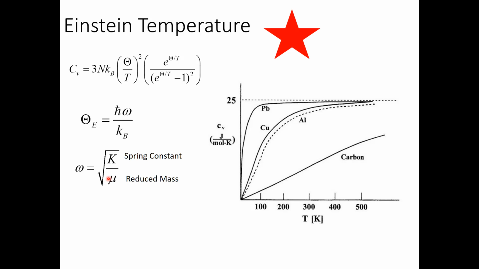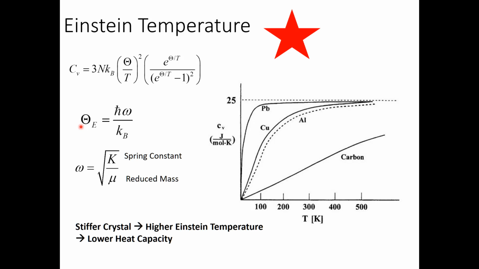Anyway, the point is that the lighter the atoms, or the stiffer the atoms, the higher the angular frequency. The higher the angular frequency, the higher the Einstein temperature. So let's look at some of these solids and see how we are interpreting this. Lead is a very soft material, right? And so because lead is a very soft material, it has a very low Einstein temperature, whereas on the other hand, carbon is a very light and a very stiff material, and so it has a very high angular frequency and a very high Einstein temperature.